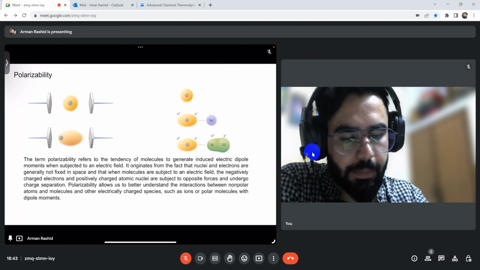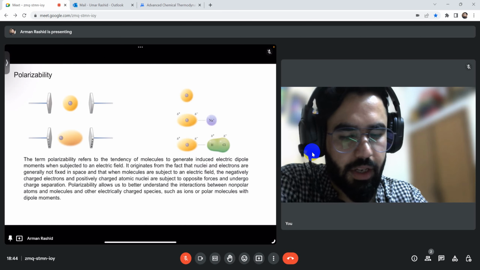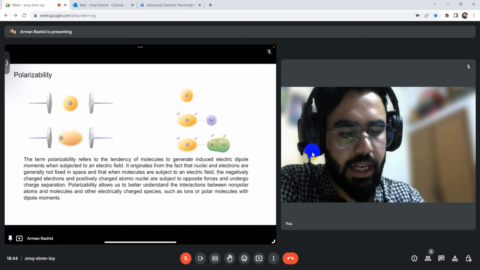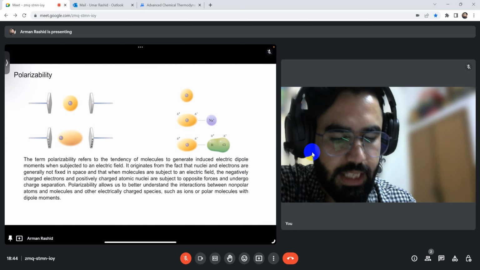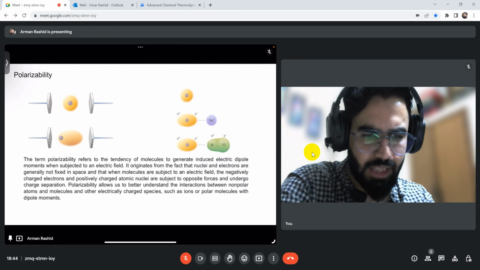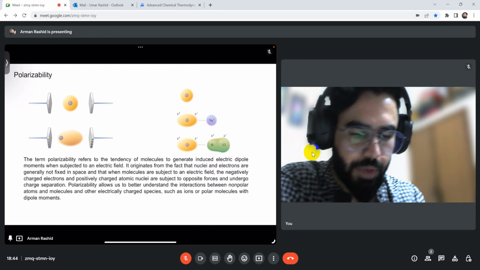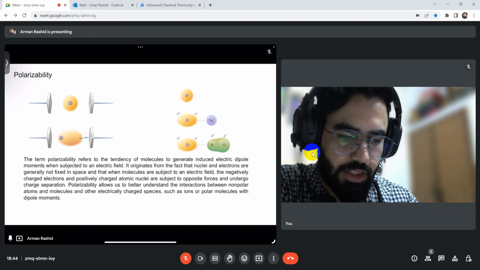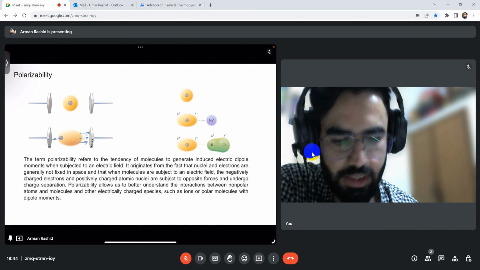But if we apply a potential or an electric field across these two plates, what will happen is that if this is negatively charged, any atom or any molecule has both electrons and protons in the nuclei. The electrons will get dragged towards the positively charged plate, as is shown here, whereas the nuclei will get dragged towards the negative one, because opposite charges attract.